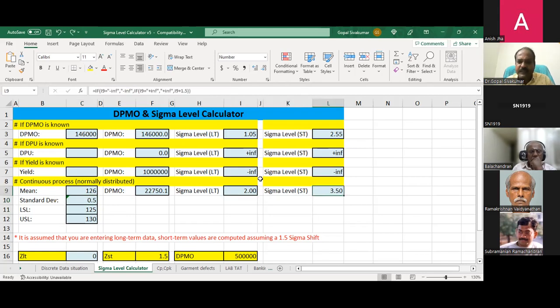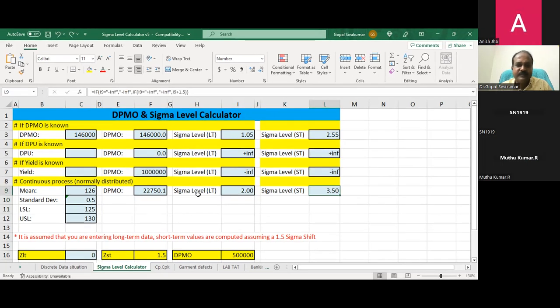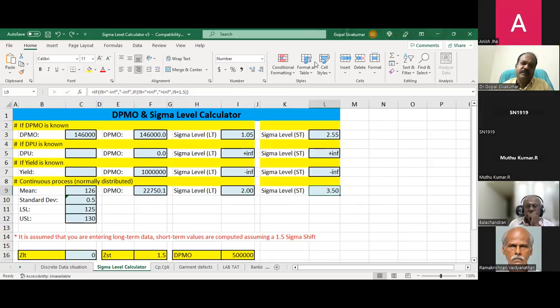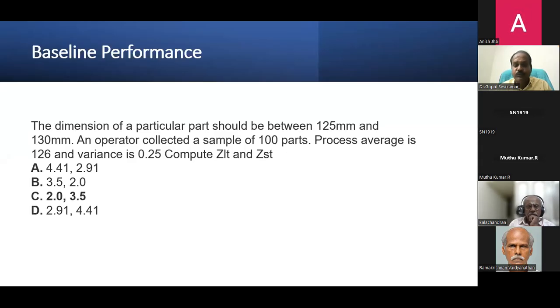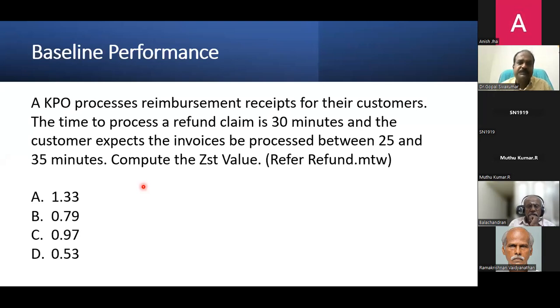What is the value you are seeing here? LSL 125, USL 130, I have given. Now what is the EZST? Sigma ST is 3.5. So with the tools, our job becomes very simple. But without the tools, it will be very, very difficult. So you must practice these tools.